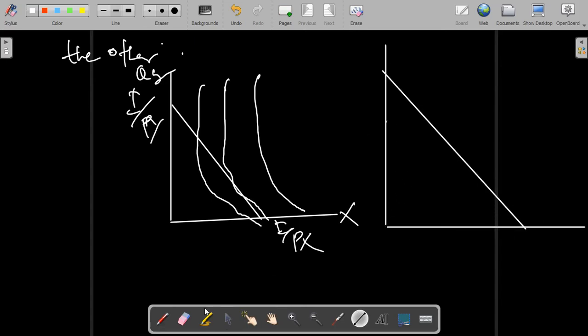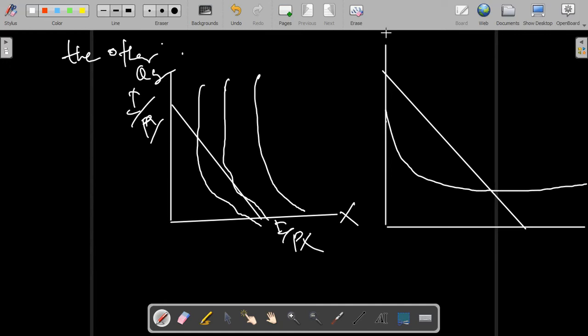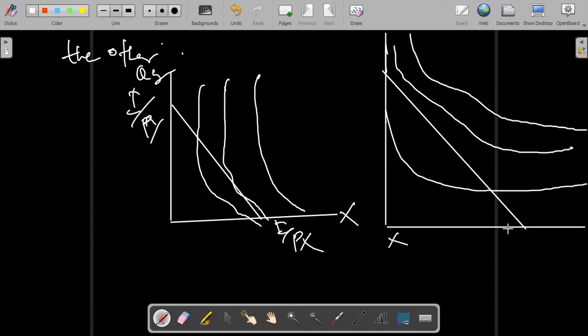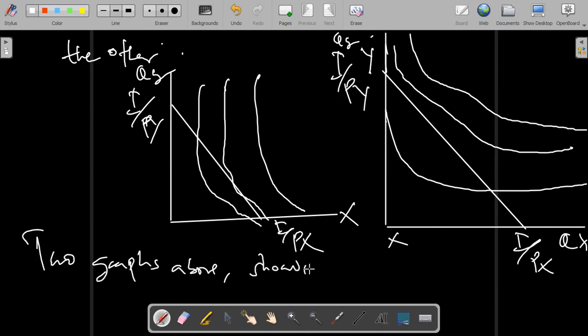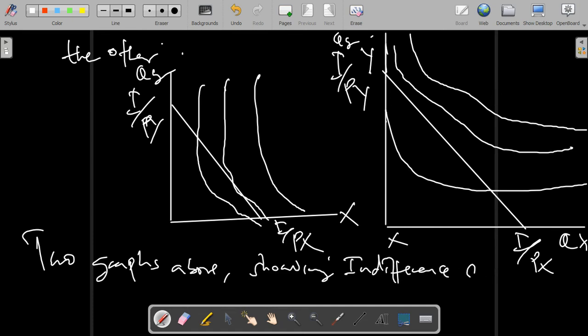We have the quantity of x, that is I over px, and on the right hand side we also have the quantity of y. The consumer consumes only commodity y or commodity x. As you can observe, we have I over py, I over px, and the quantity of x. So the two graphs show the indifference curve and the budget line in this situation where the consumer chooses to consume either only good x or only good y.